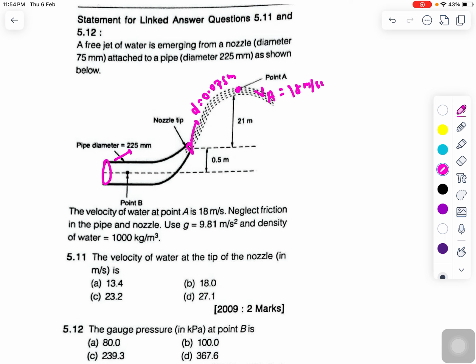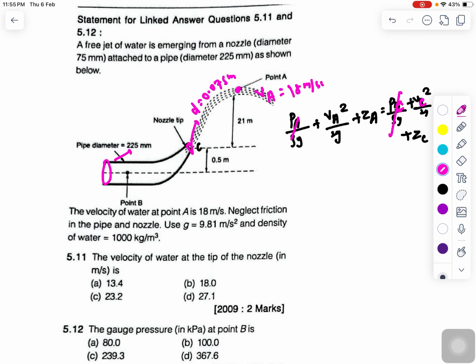In the earlier question you were supposed to calculate these things; here you need the velocity of water at the tip of the nozzle. So it's very simple now. Let's say this one is point C. If I apply Bernoulli's equation here, PA by rho g plus VA square divided by 2g plus ZA will be equal to PC by rho g plus VC square by 2g plus ZC. Is that clear? Sorry, it should be PC, VC square. I'm really sorry for that.